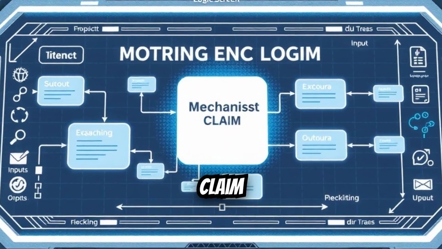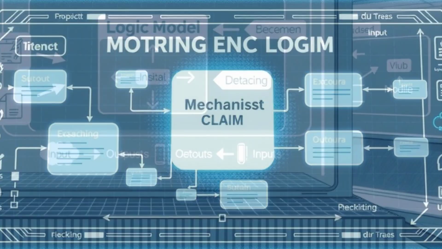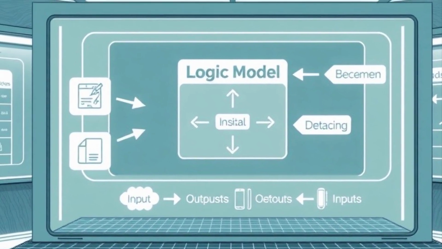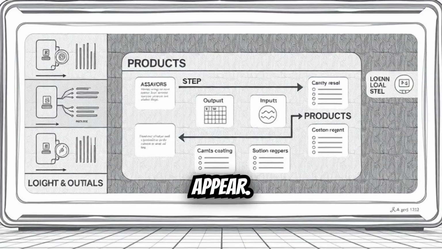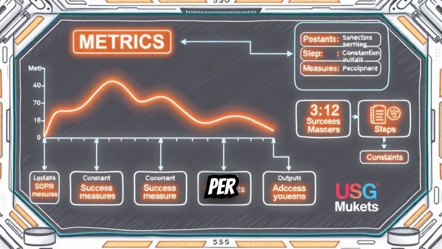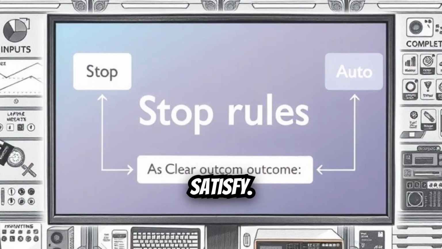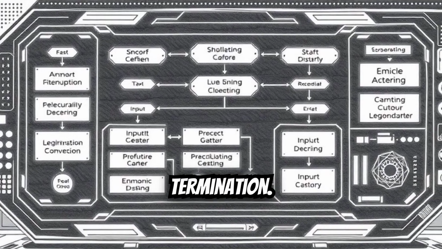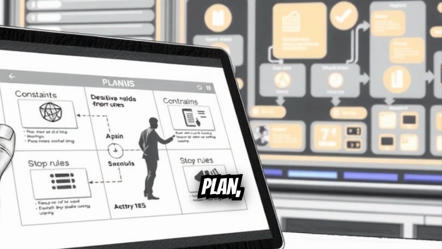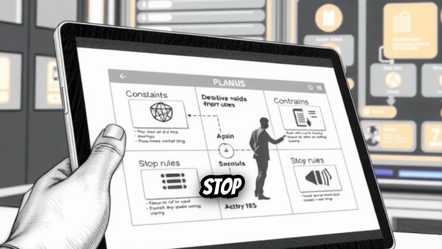Treat a mechanism claim like a program to scale. Supply a logic model. Goal is the outcome explained. Outputs are step-by-step products that must appear. Metrics are success measures per step. Constraints are limits to satisfy. Stop rules are outcomes that trigger revision or termination. Scaling demands a plan, milestones, constraints, and stop rules.